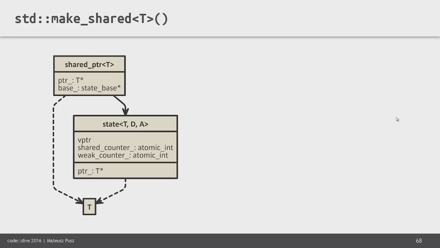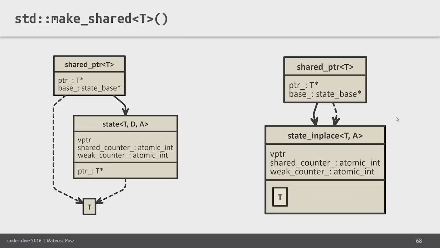We have two dynamic allocations. One allocation is of type T, another one is of our state. And you have two pointers, pointing to T from the shared pointer and pointing to T from the state. With make shared and allocate shared, we create such a stuff. Basically, we are creating one big buffer that contains both the state and type T itself. So it's like size of those two types, yes? Plus some maybe padding.